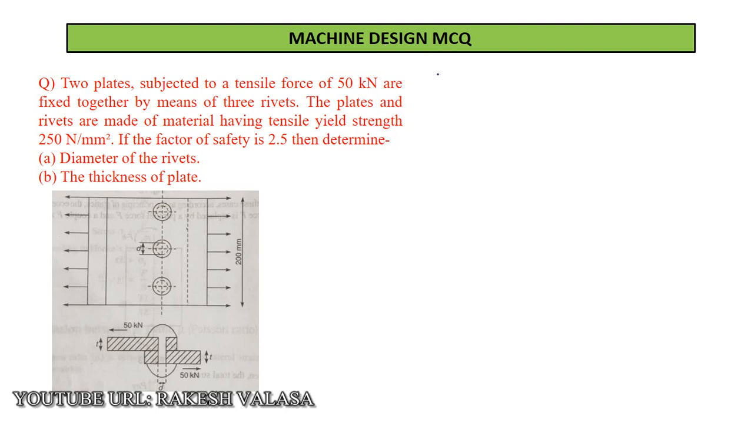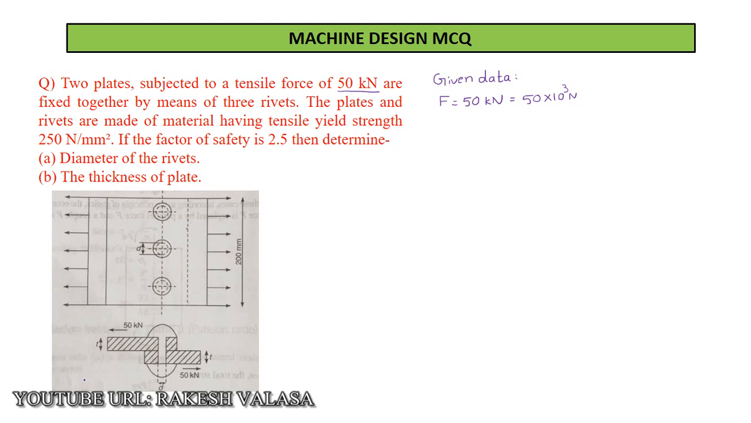First, let us write the given data. Two plates subjected to a tensile force of 50 kilonewtons. That means F equal to 50 kilonewtons. You can also write in terms of newtons, 50 into 10 power 3 newtons.